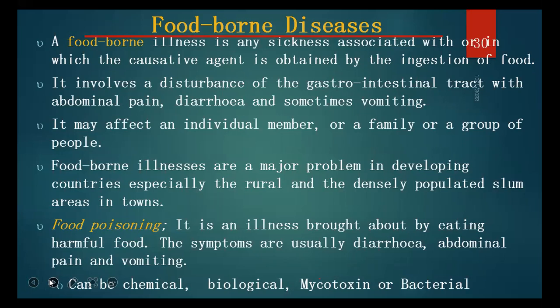When food preservation is not done and food safety is not ensured, foodborne diseases are likely, and foodborne illnesses are illnesses associated with food, and the causative agent can be ingestion of contaminated food. It involves gastrointestinal disturbance. It may affect an individual. Sometimes it may affect the whole family, and it may also affect a large group of people, causing foodborne outbreaks.